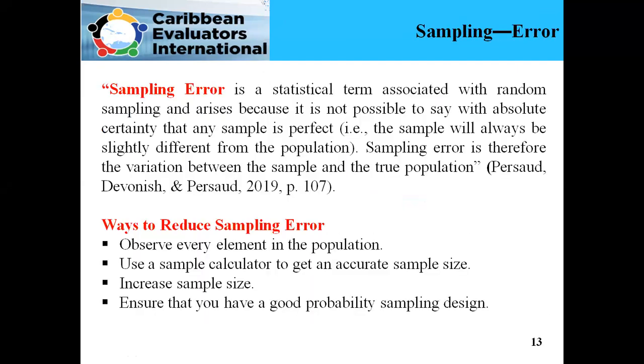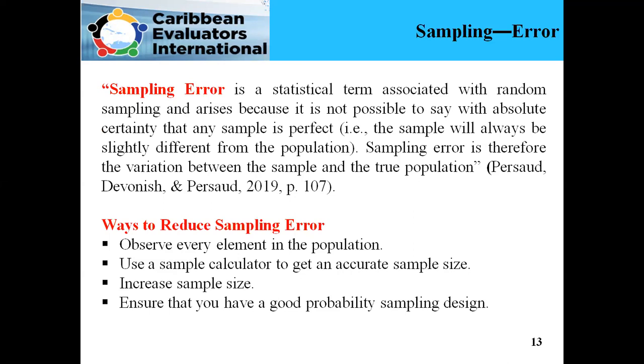If you're using a probability sampling method, which is the methodology that allows you to generalize to the entire population, you will also need to keep sampling error in mind. It arises because it is not possible to say with absolute certainty that any sample is perfect. That is, the sample will always be slightly different from the population. There are several strategies that you can use to reduce sampling error.